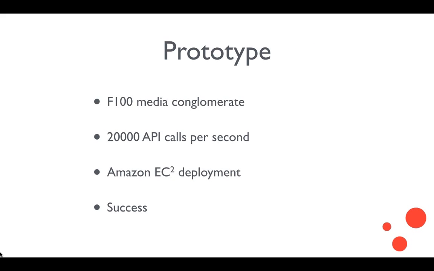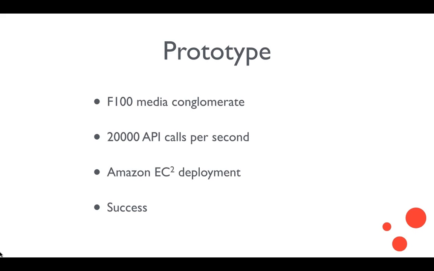Last year we built a prototype. We built this with a Fortune 100 media conglomerate. I think they gave us performance requirements of 10,000 API calls per second. Internally, we bumped that to 20,000 in order to have some headroom. The requirement also was that this was supposed to be deployed on EC2.